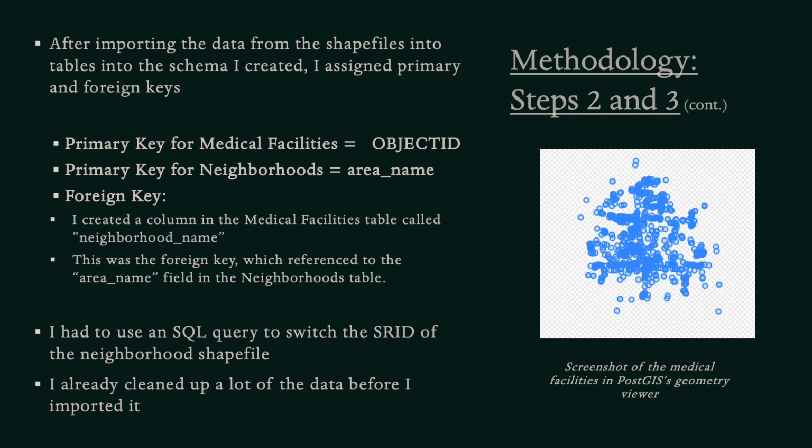The two shapefiles were on different reference systems. So I switched the neighborhood data over to SRID 4269. I didn't have to do a lot of data cleanup because I sorted through a lot of it beforehand, before I imported the shapefiles into pgAdmin.